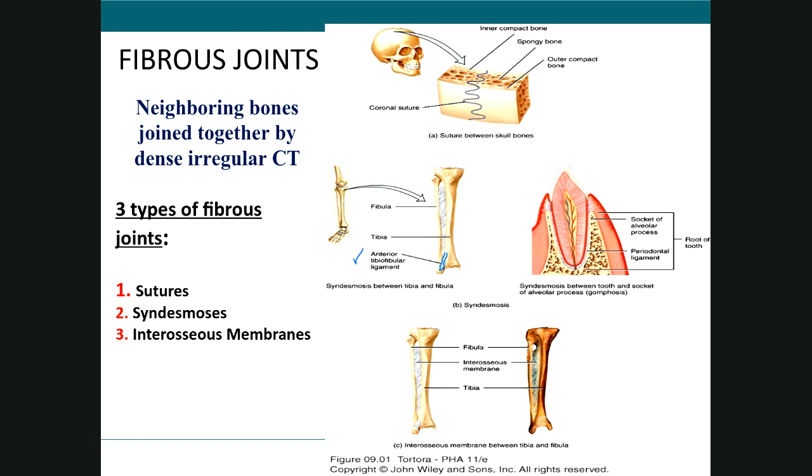Another example of a syndesmosis is a gomphosis joint, which is our tooth socket. We'll go into this in more detail. The third type of fibrous joint is an interosseous membrane. That's this membrane that connects the tibia to the fibula. Also, a similar interosseous membrane exists in between our radius and ulna in the upper extremity.